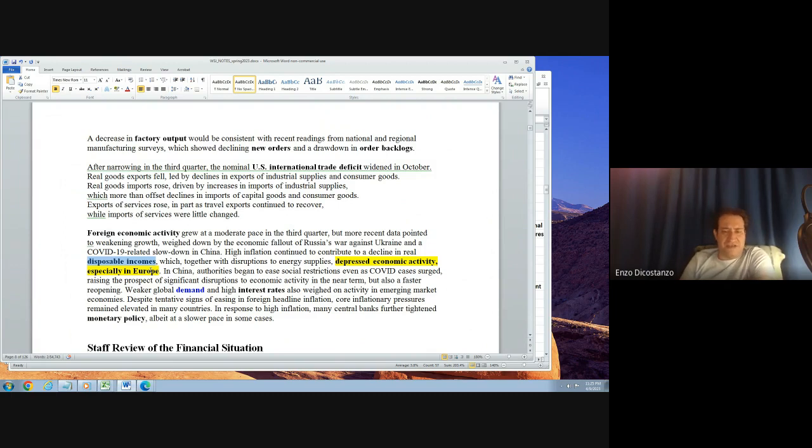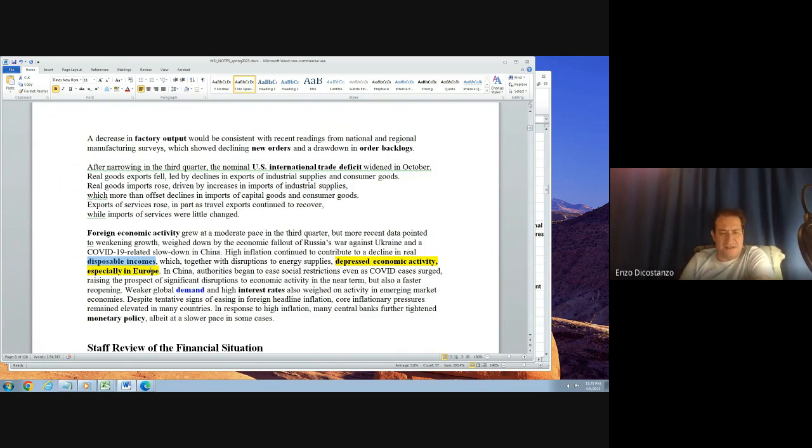Together with disruptions in the energy supplies, depressed economic activity across Europe and China, authorities began to ease social restrictions, even as COVID cases surged, raising the prospect of significant disruptions to economic activity in the near term, but also faster reopenings. Weaker global demand and higher interest rates also weighed on activity in emerging markets. So again, weaker global demand and higher interest rates cause a decline in economic activity anywhere, but certainly in emerging markets.